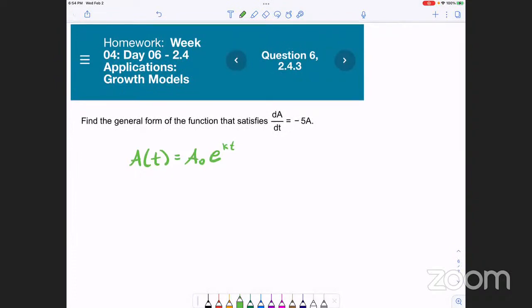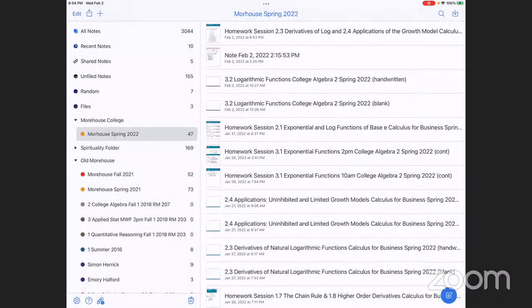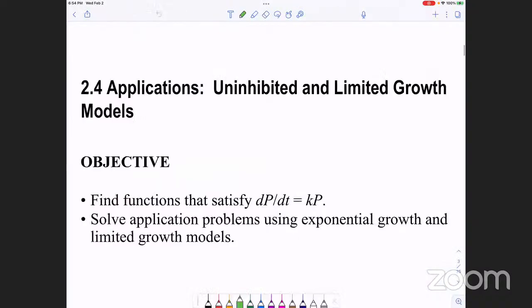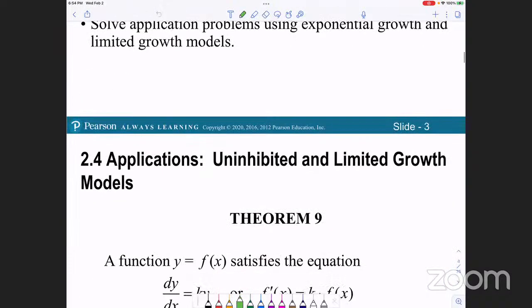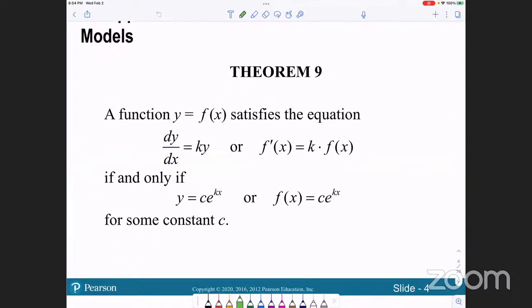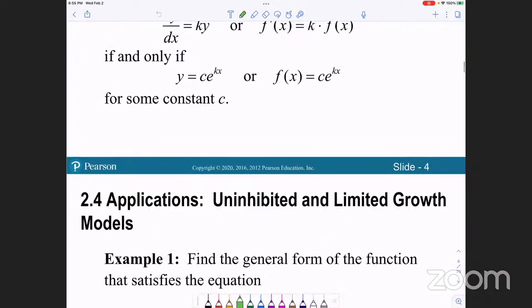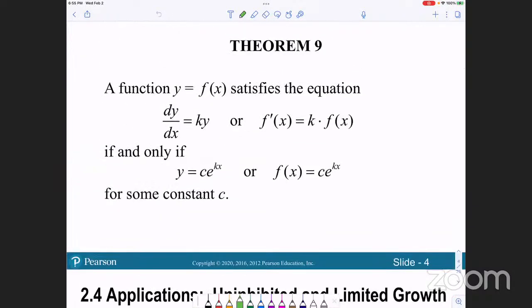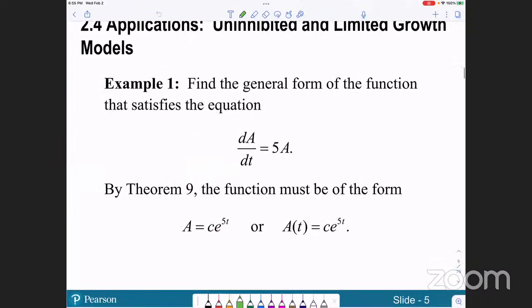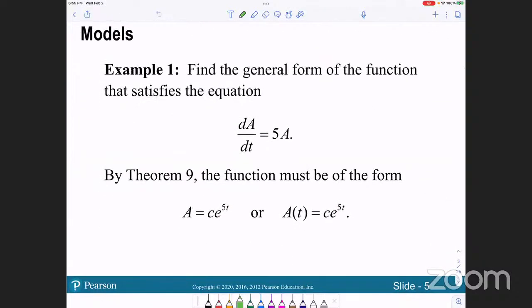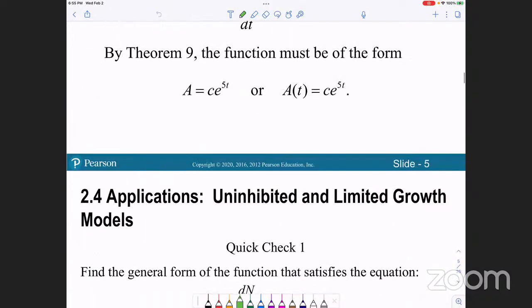okay, I'm gonna call for my own resource, and I'm gonna pull up the notes from that section. 2.4, I think is this one where we worked it together. Right here, it's the first thing. All right. Here it is. Find the general form of a function like this, right? So by theorem 9, let's see. Yeah, that's what we got. So then A is going to be C e to the, yeah, that's what we got. Okay. Oh, that's it?